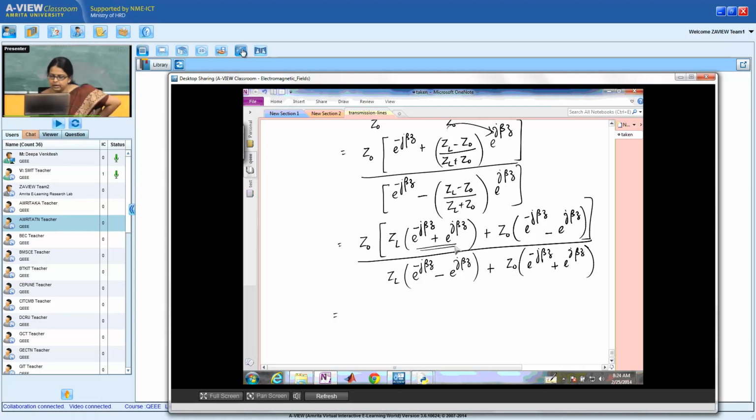Now this is nothing but 2 cos beta z and this is 2j sin beta z. So I could write this as Z naught, and you can write this expression in terms of cos and sine.